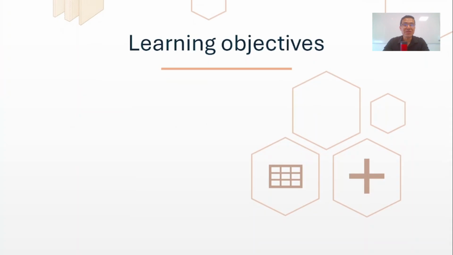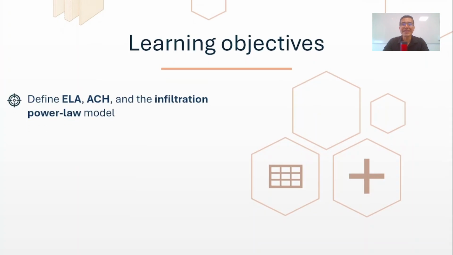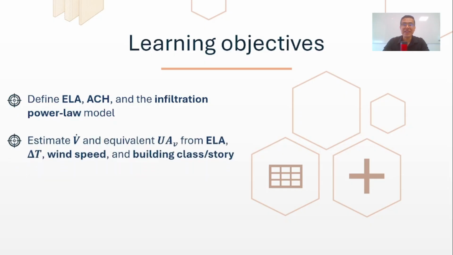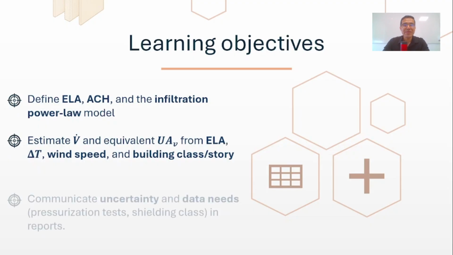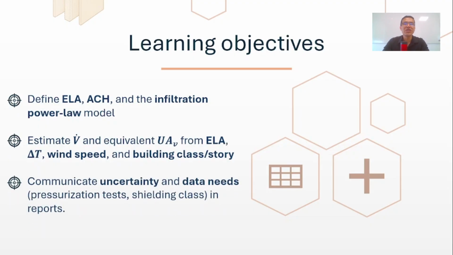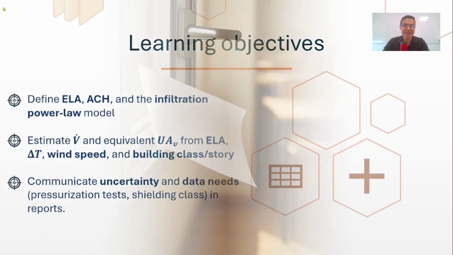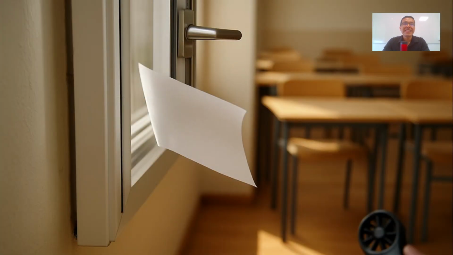By the end of the video, you will be able to define the key metrics we use to quantify air leakage, ELA and ACH, and the power law model. You will also learn the skills to estimate the airflow and equivalent ELA from simple inputs. And most importantly, you'll be able to communicate the uncertainty in your assumptions, which is a key part of a good building simulation. To start, let's start with a question.